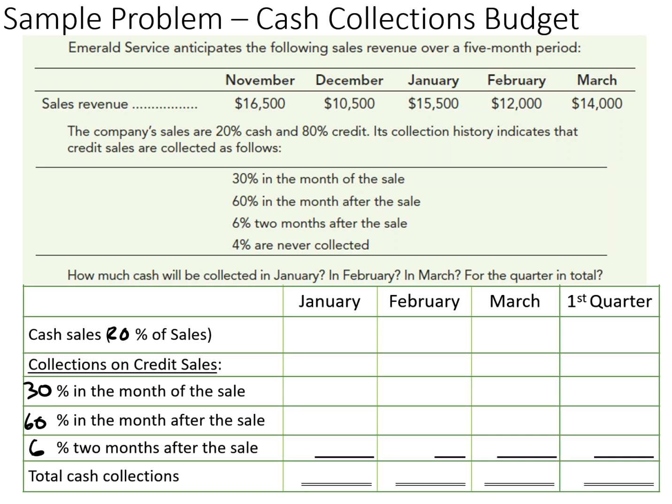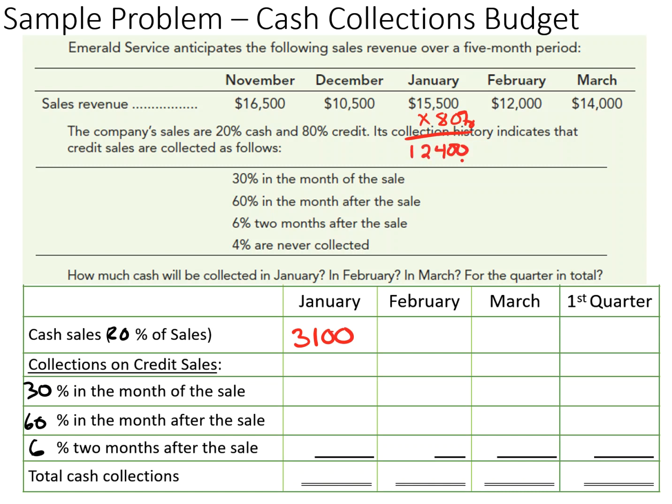Okay, so the way I like to work this is very systematically. So if we know in January that 20% of our sales are in cash, if we take 15,500 times 20%, we should get 3,100. So this will be my answer, 3,100. So if 20% of my sales are in cash, that means that 80% of my sales must be credit. So that is 15,500 times 80%. And the answer is 12,400.